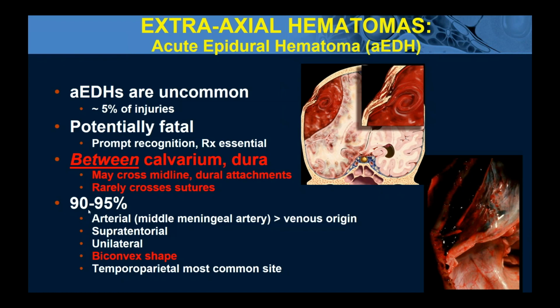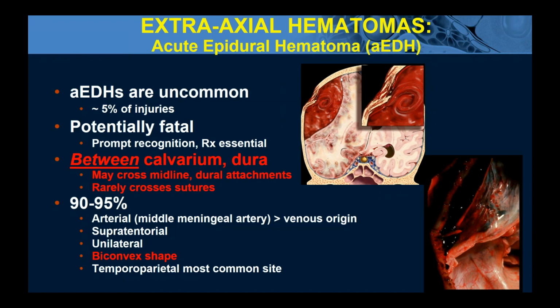About 90 to 95% of these are arterial origin, just like we've drawn this one with the middle meningeal artery. Others can happen if you lacerate a dural venous sinus with a skull fracture. Those are usually near the skull base. What's important about epidural hematomas is they're biconvex or lens shaped.